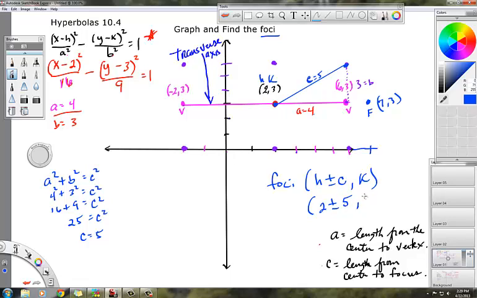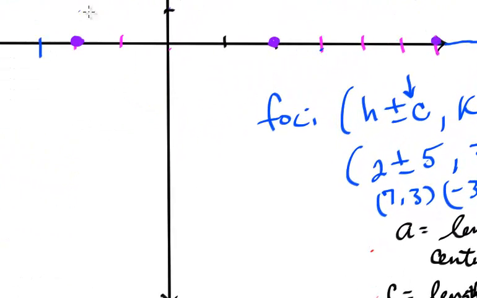5, comma 3. Now remember, usually when you get c, it's going to come out to be something like radical 41 or whatever. This time I did it to where it comes out a nice number. So these two foci are going to be 2 plus 5, which is 7, comma 3, and 2 minus 5, which is negative 3, comma 3. And so the other foci would be 1, 2, negative 3. There'd be my other foci.